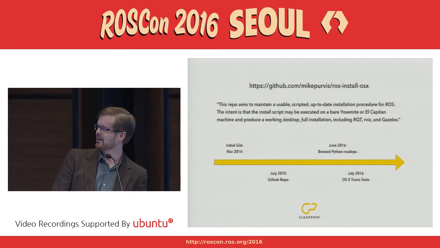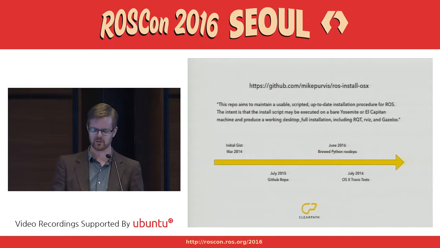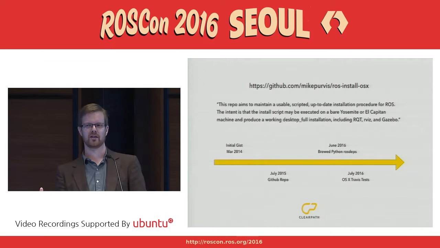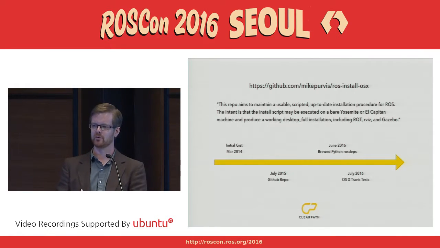So I ended up moving it to a GitHub repo a year and a half ago, and then it has iterated, and now that Travis actually supports building on OS X, there isn't enough time on the Travis builder to build everything, but we build up to ROS base just to prove that it mostly works, and that covers PCL, which is by far the source of most of the problems.